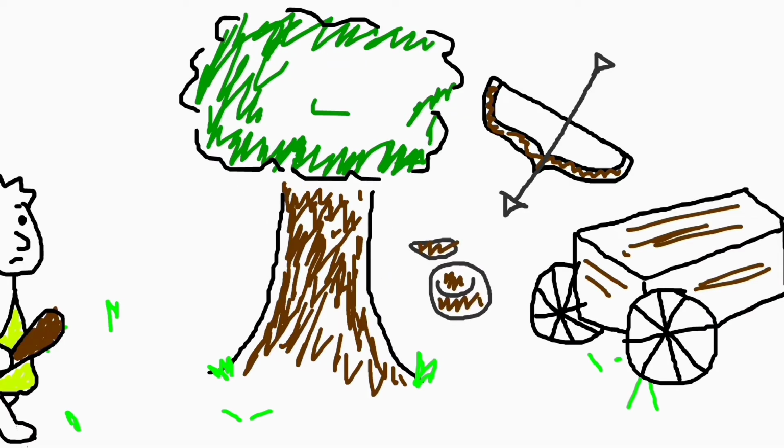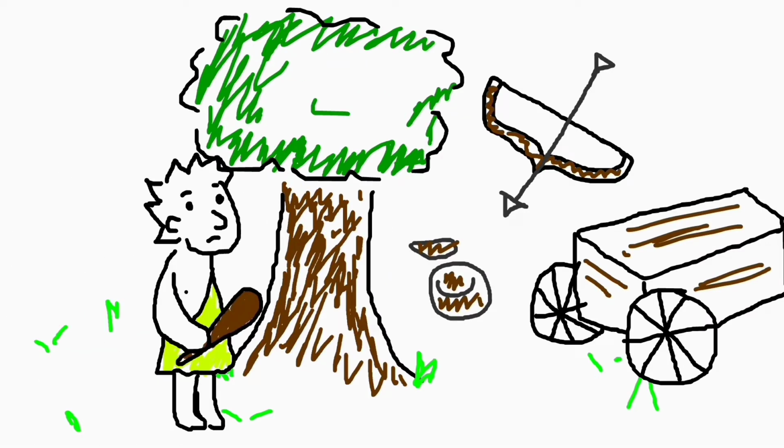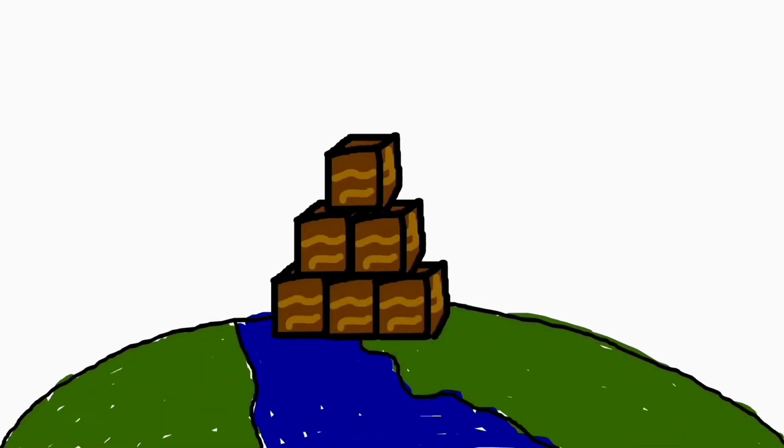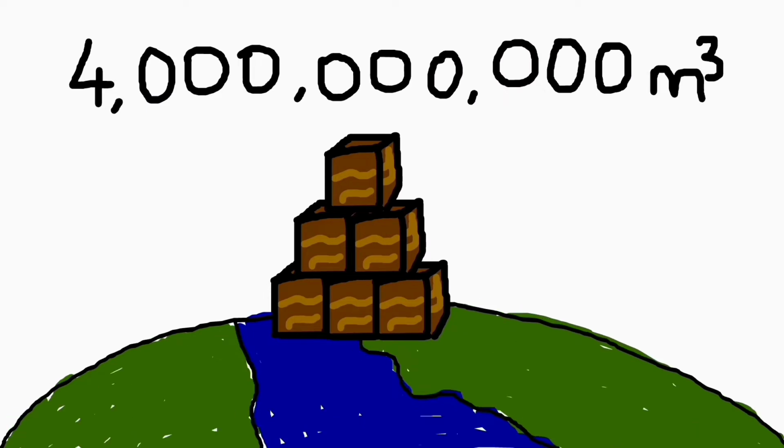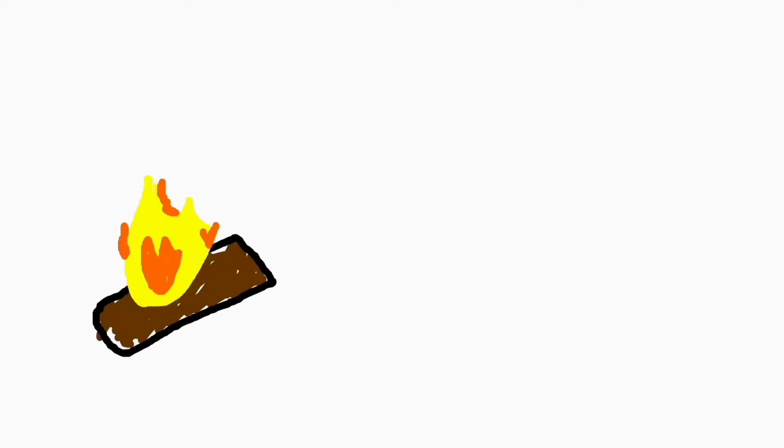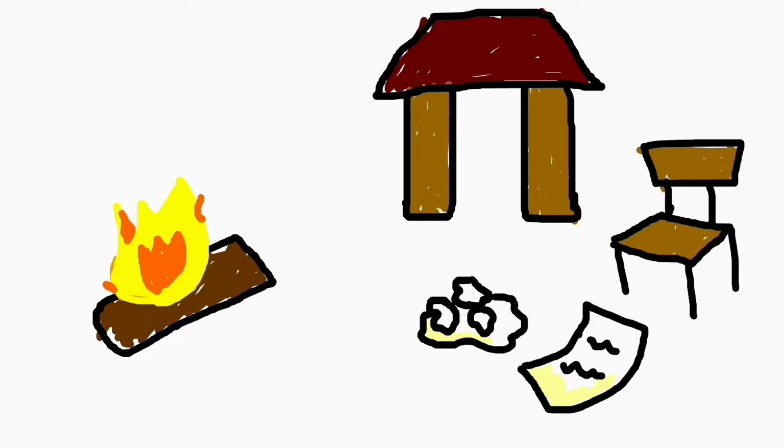Trees and their derivative products have been used by societies around the world for thousands of years. The annual global use of wood is approximately 4 billion cubic meters, and it is widely used as fuel and materials for buildings, furniture, pulp and paper.